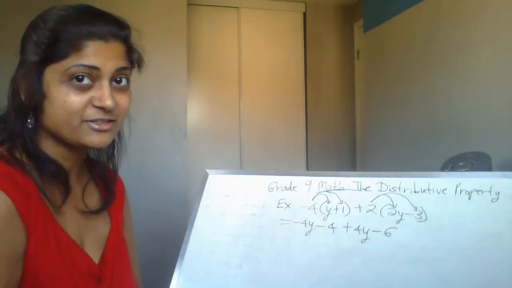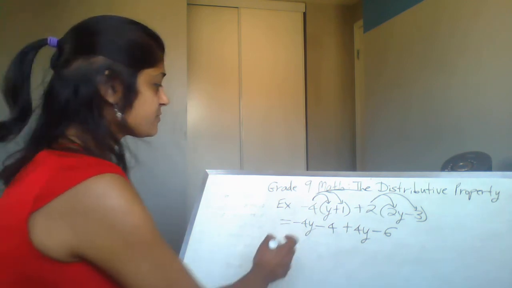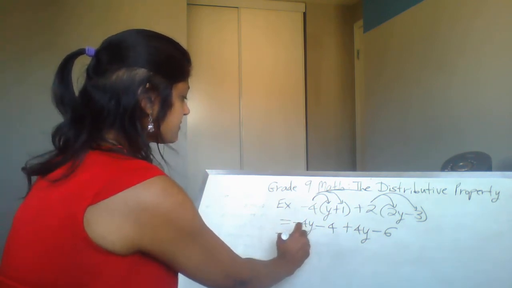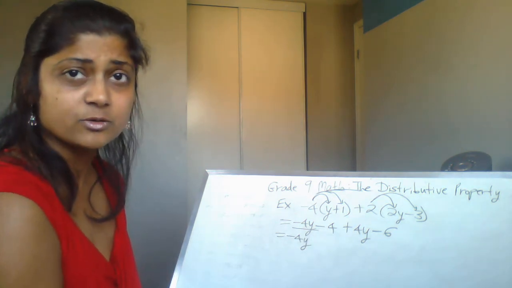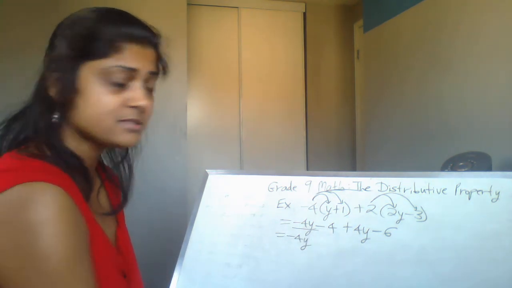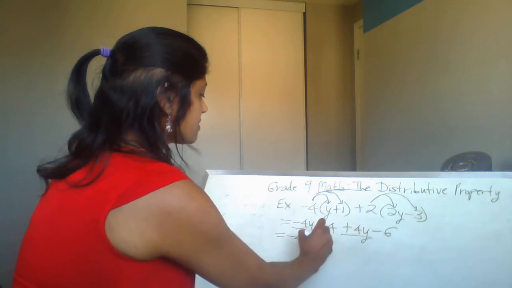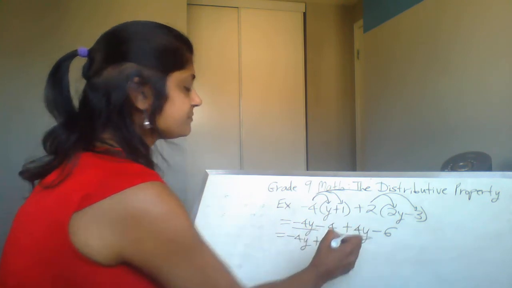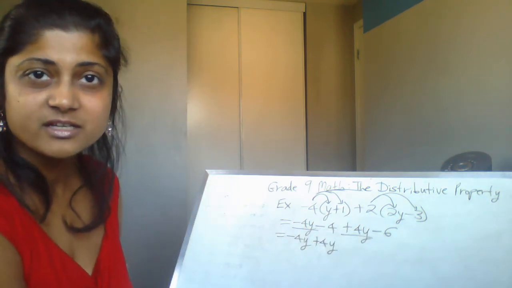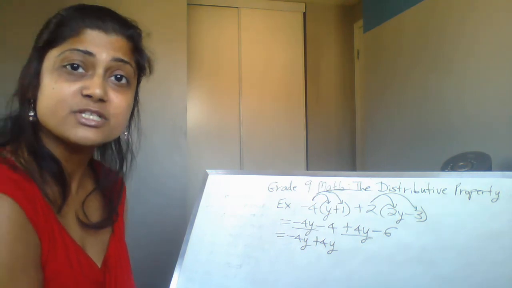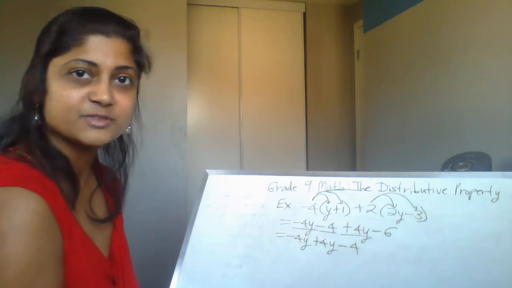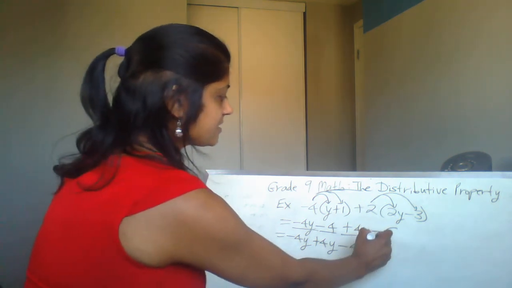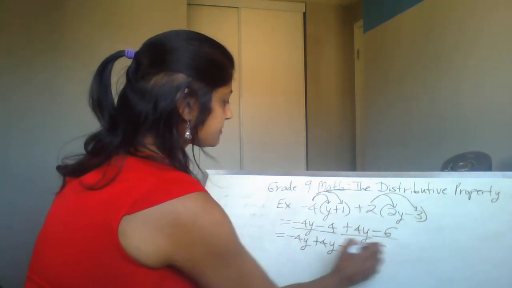Everyone is good? We're going to put the like terms together here. So as you see, negative 4y, I'm still going to underline it, so we don't mess up any of the signs. And this is going to be plus 4y. So I put the y's together, and now you're going to put the numbers together. This is negative 4, and this is negative 6.